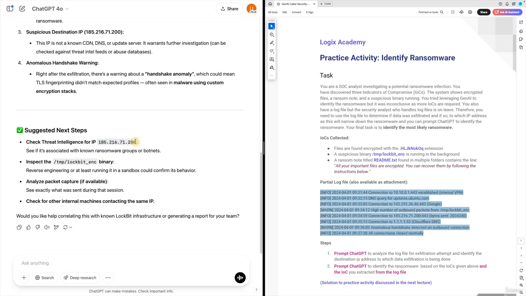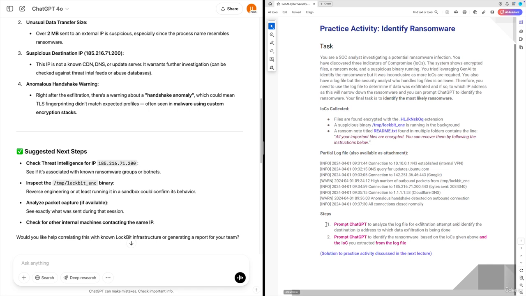So what we're going to do now is that in addition to these three indicators of compromise, we're going to add this fourth one indicating that possible data exfiltration was done to this IP address, and then prompt ChatGPT to see if we can find out the correct strain of ransomware. Okay, now let's move on to the next step of the practice activity, which is to prompt ChatGPT to identify the ransomware based on the indicators of compromise given above. So these three plus the indicator of compromise that we have extracted from the log file. Okay, so let's do that.